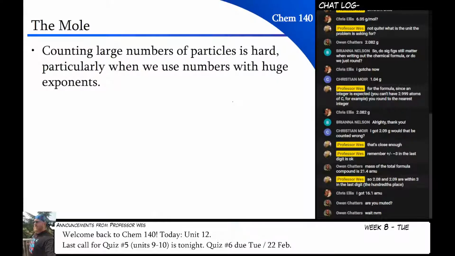So this is a unit of counting. And what we're going to use it to do is count particles. By particles, what I mean are atoms, molecules, formula units, whatever you want. Particles is sort of my catch-all. So this is just going to be any of these things.